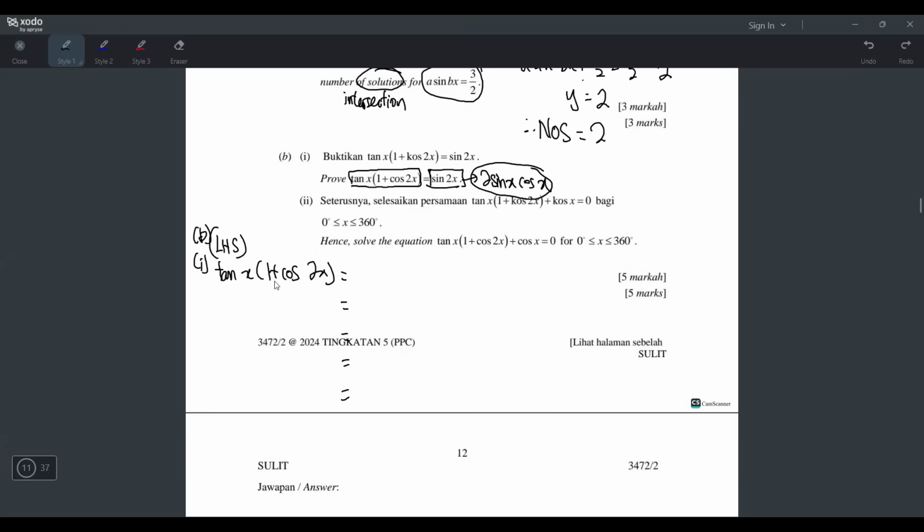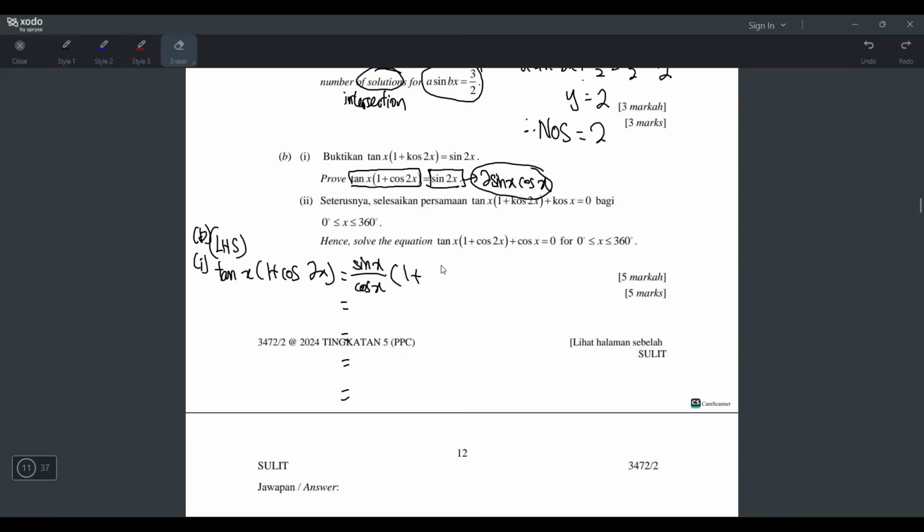And now it doesn't look nice because it has tangent, right? But I know tangent can change to sine over cos. So let's do that. Let's change to sine over cos. Even though it's still not the same as this, at least now it's better than having tangent, right? So you want it to be step by step to reach here later. Now for the bracket inside here, it is 1 plus cos 2x. Cos 2x, this one can use the double angle, right?